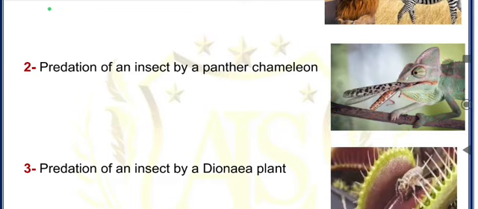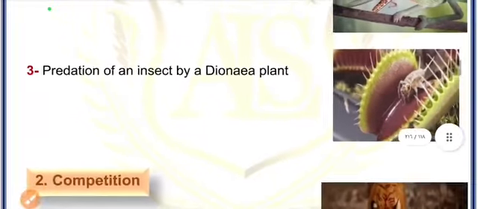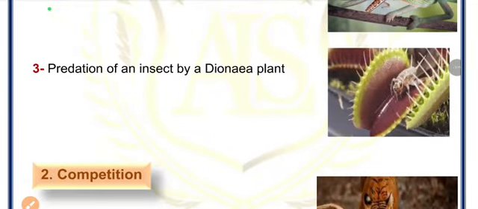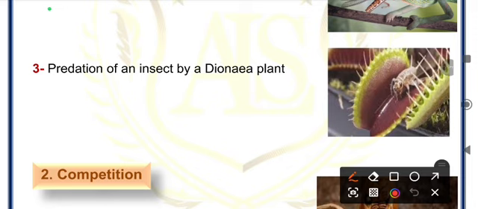Another example, predation of an insect by a dionea plant. Dionea plant is a type of plant which preys on an insect to get its protein, okay? To take its protein from these insects. So the dionea plant is a predator while the insect is a prey. This is a predation relationship, okay? So in predation, one of them benefits, who eats, and the other is harmed or dies.